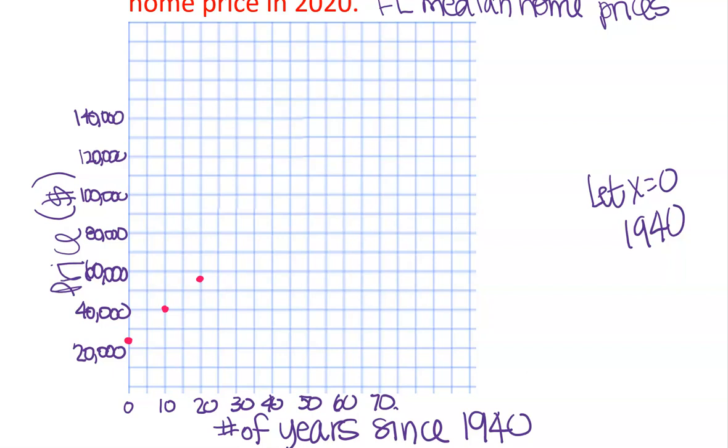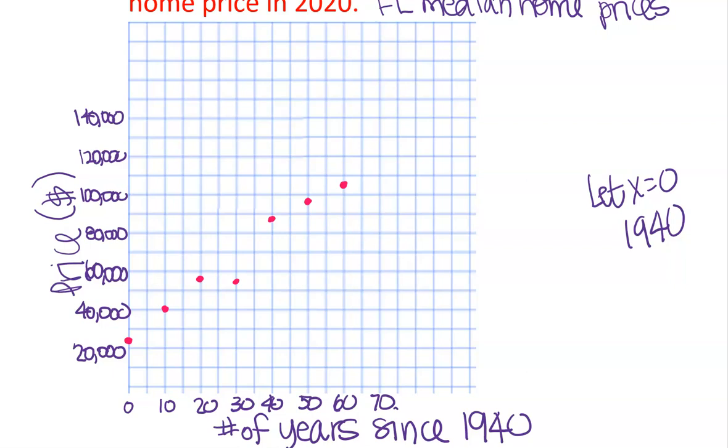1970 would be slightly less than that. 1980, 89,000. 1990 is just under 99,000. And then 2000 is 105,000. Okay, so you'll notice that the data kind of goes in a line, but it's just moving to the right.